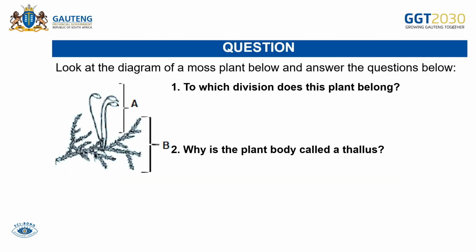Look at this diagram of the moss below and answer the questions that follow, okay? To which division does this plant belong? The minute you see this is the leafy gametophyte, and you can see the thin stalk called the seta, and the sporangium with a sharp little point called the calyptra, you must know that this plant belongs to the division what? Bryophyta, not moss. Moss is a plant, but the division it belongs to is called the bryophytes. You can also say Bryophyta, it's correct.